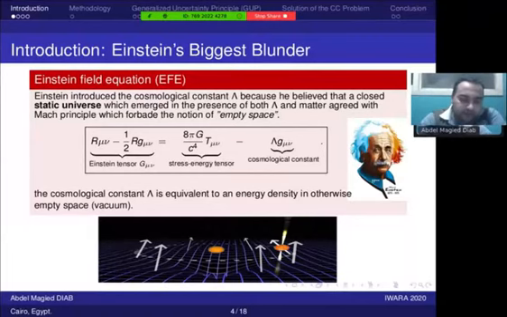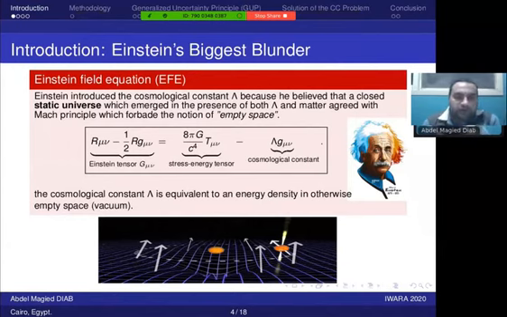The cosmological constant governs the rate at which the expansion of the universe is accelerating, operating in opposition to gravity. The Einstein field equation can also be interpreted as a set of equations showing how matter and energy determine the curvature of space-time. The cosmological constant is equivalent to the energy density. In 1917, Einstein introduced the cosmological constant because he believed the universe was a closed static universe.